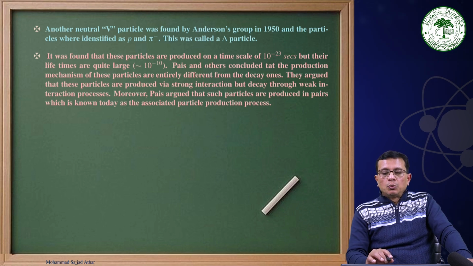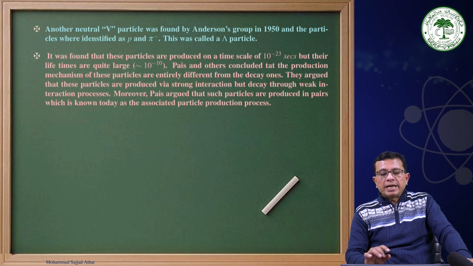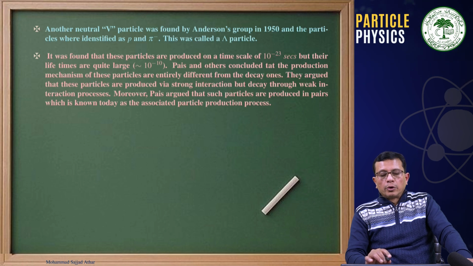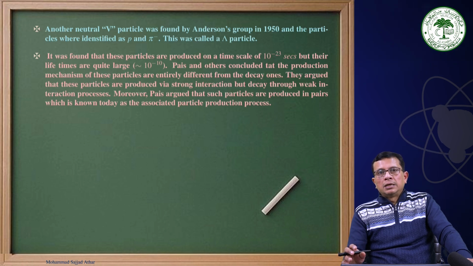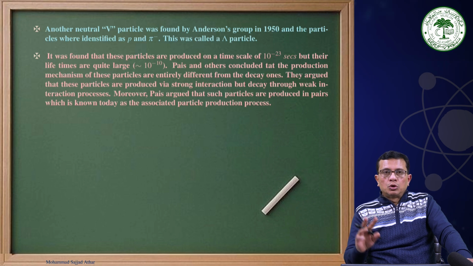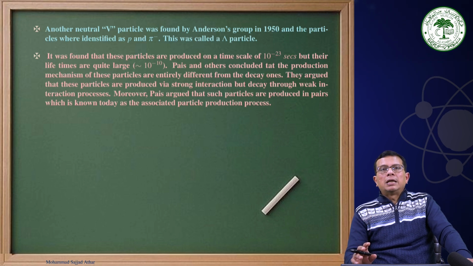Pais and others concluded that the production mechanism of these particles is entirely different from the decay mechanism. They argued that these particles are produced via strong interactions but decay through weak interaction processes. Moreover, Pais argued that such particles are produced in pairs, which is known today as the associated particle production process. Both of the produced particles have a longer lifetime.